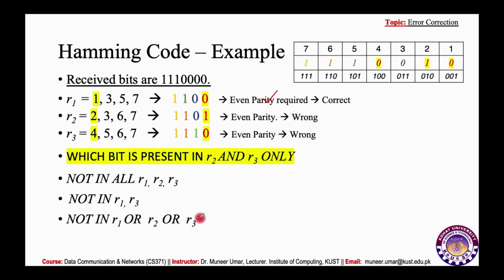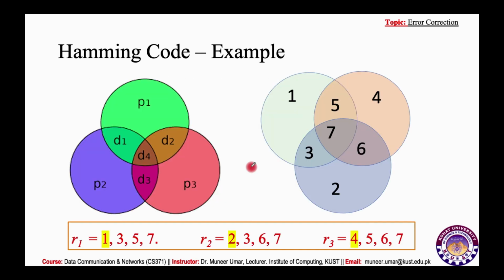So here, if we look into R2 and R3, this one is R2 and this one is R3, two blocks. So which bit is present in R2 and R3? Let's say we take 7. This is present in both, but this one is also present in R1, so we cannot take 7. Let's say we take 3, it's only in R2 and R1, it's not correct.